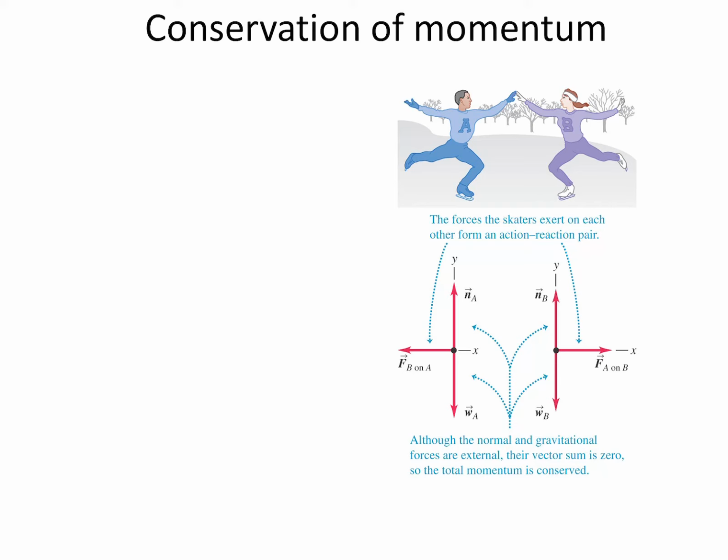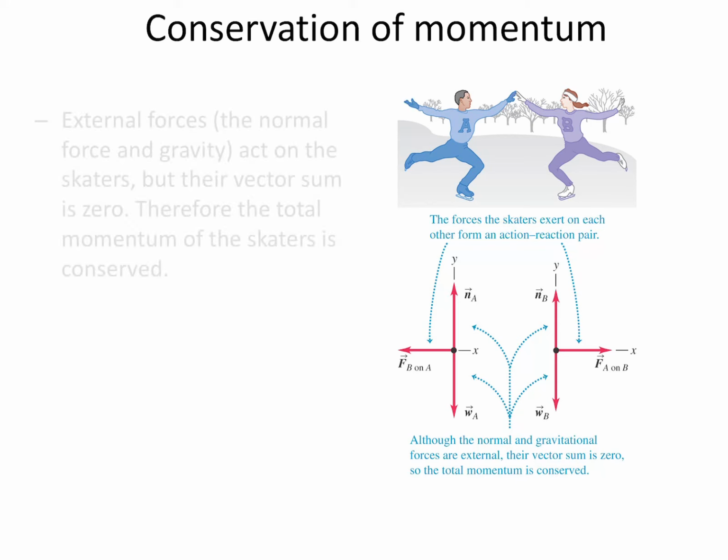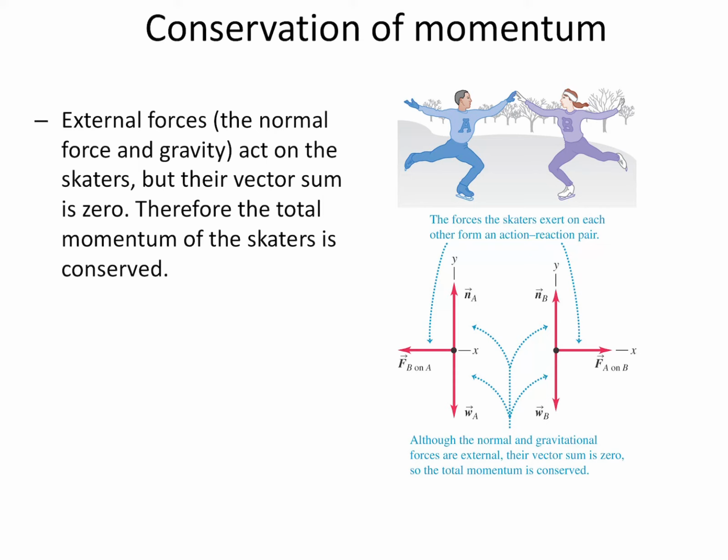For example, you have 2 skaters on the ice. One is heavier, one is lighter, and initially both of them are at rest. They push each other, so they will both have some velocity.